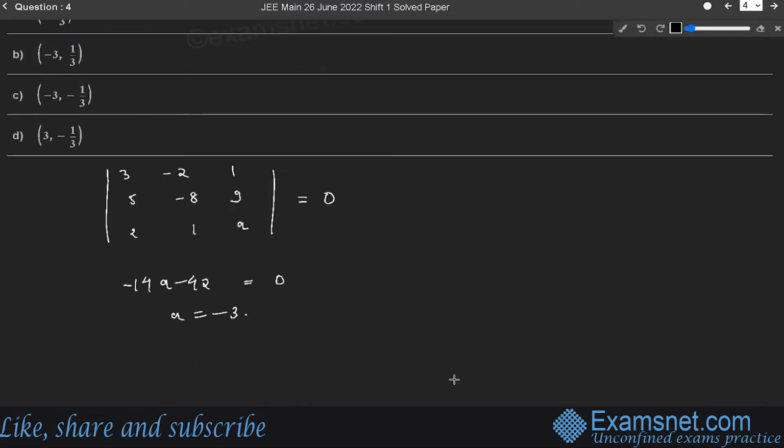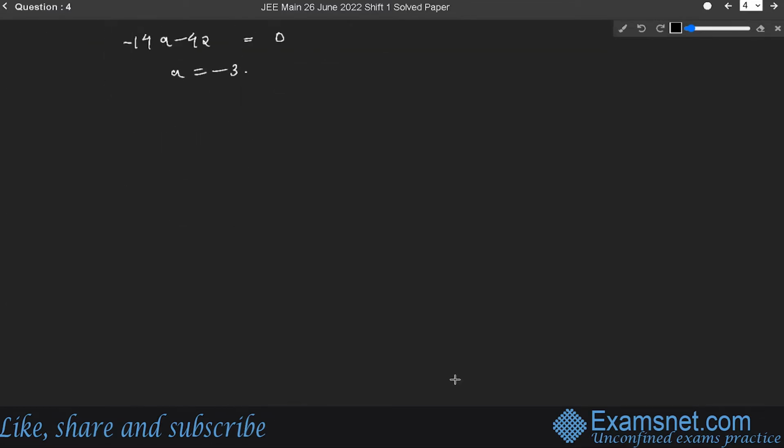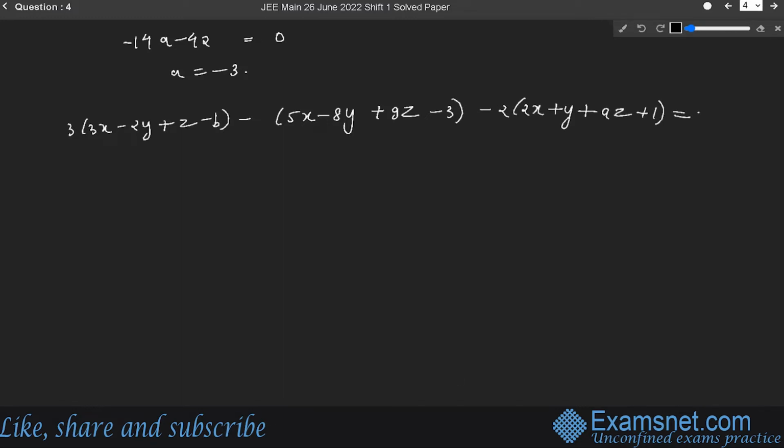So after doing this math, we get 3 into (3x minus 2y plus z minus b) minus (5x minus 8y plus 9z minus 3) minus 2 into (2x plus y plus az plus 1) is equal to 0. Therefore, minus 3b plus 3 minus 2 will be equal to 0. So, b will be equal to 1 by 3.